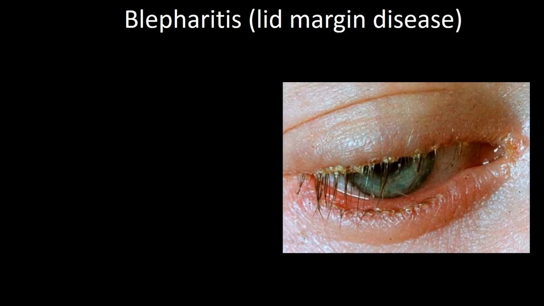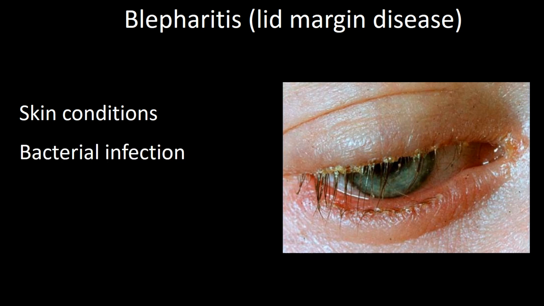The next condition we are going to talk about is blepharitis, also known as lid margin disease. Blepharitis is a skin condition, often produced by bacterial infection, Staphylococcus aureus being the most common. But at times the irritation can be caused by lice or mites.